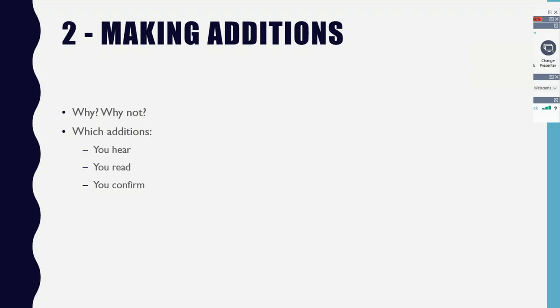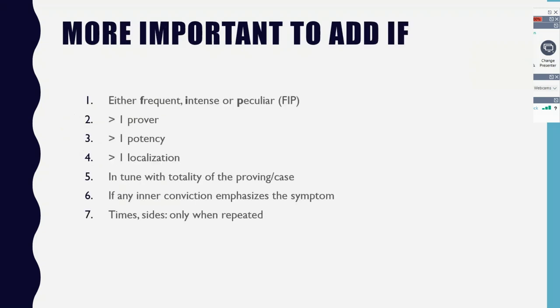Now, in this lecture, I will not explain at length how to make additions and when not, and the criteria, etc. There's just one slide I will offer to you on when to make additions from a proving. This is an idea I have discussed with Jeremy, and through working through the literature on this, it boils down to 7 points for me. When do we make an addition from the proving? Well, if the symptom there is frequent or intense or peculiar, FIP.